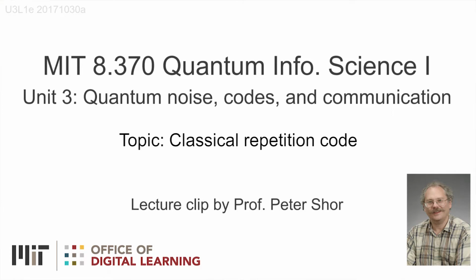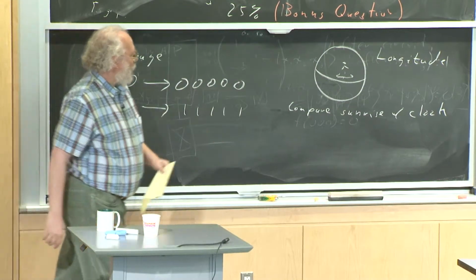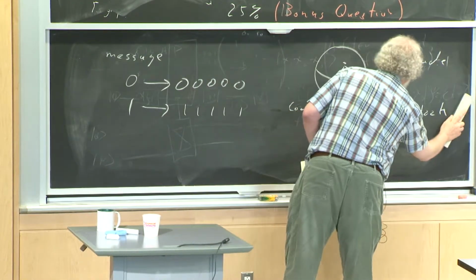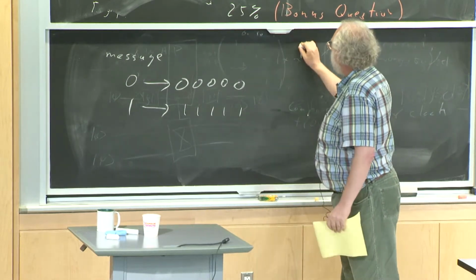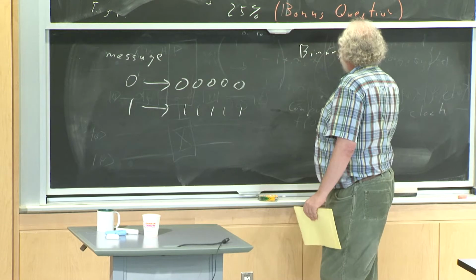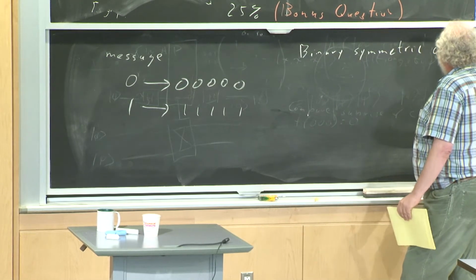So let's say we take 0 and we map it to 5 copies of 0, and you take 1 and you map it to 5 copies of 1. So suppose you have what's called a binary symmetric channel.